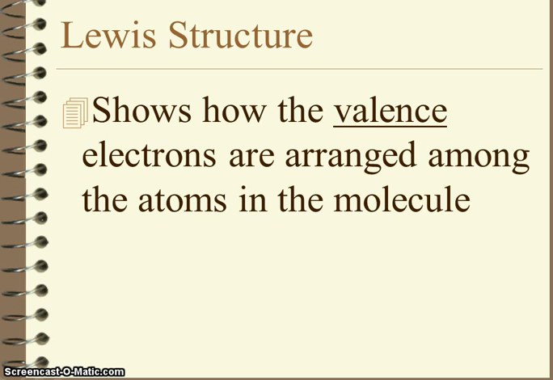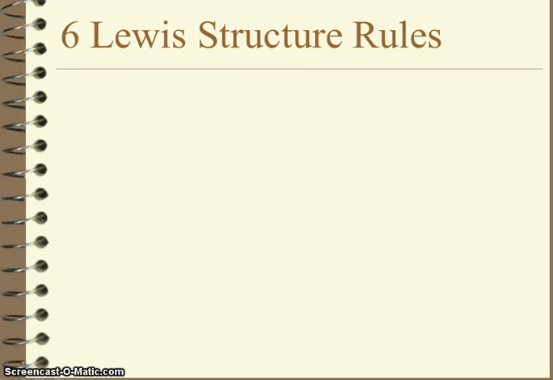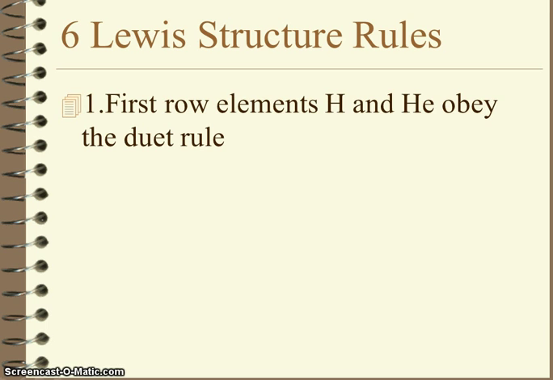And we can determine the number of valence electrons based on what group or column an element is on the periodic table. So we have 6 Lewis structure rules. Our first rule deals with the elements in our first period, hydrogen and helium. They will always obey the duet rule, which means they'll have a stable electron configuration with 2 valence electrons.